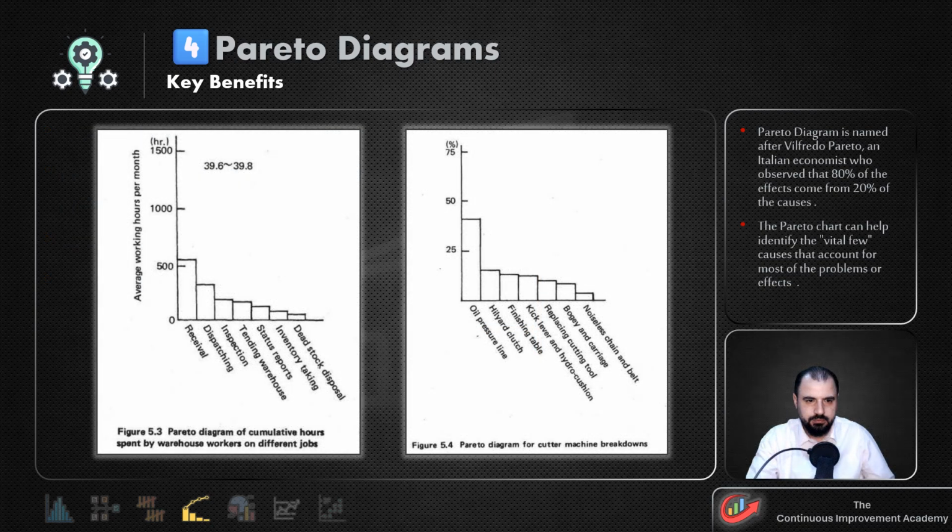Here we have some examples. So to the left here we have the Pareto diagram of the hours spent by warehouse workers on different jobs. So I have here receival, dispatching, and whatever. And if I'm to focus my effort in reducing specific type of work to improve the productivity of these workers, I should first work on the receival, then dispatching, and then the other stuff.